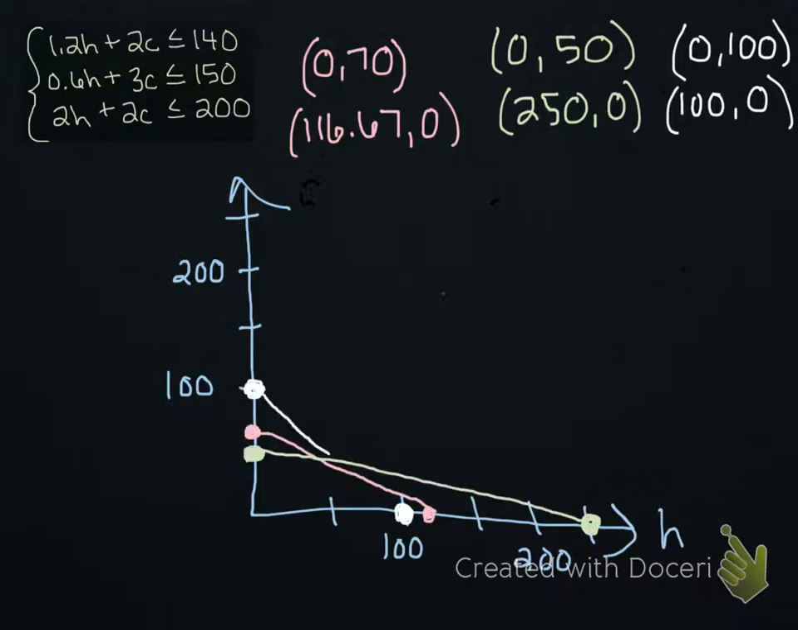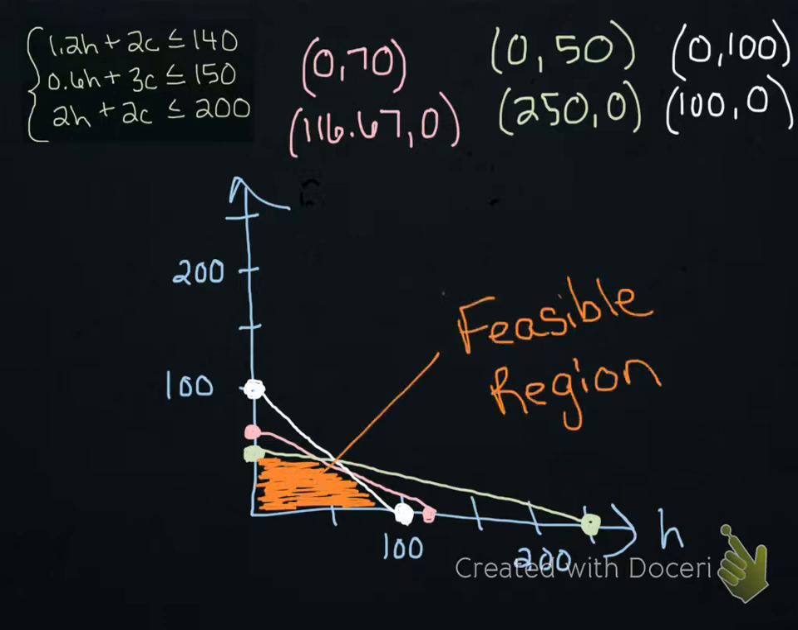Now I can go ahead and sketch all my lines. And in this case, if we use 0, 0 as a test point, it makes all of the inequalities true. Our goal is to stay underneath all those limits, and so our feasible region is going to be the region that lies underneath all of those lines.